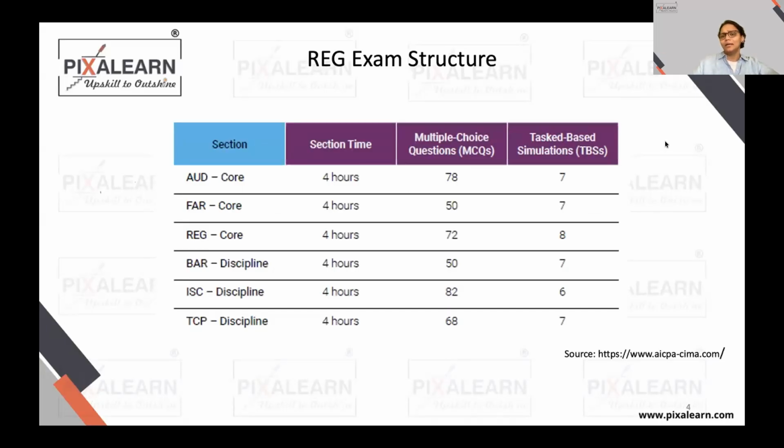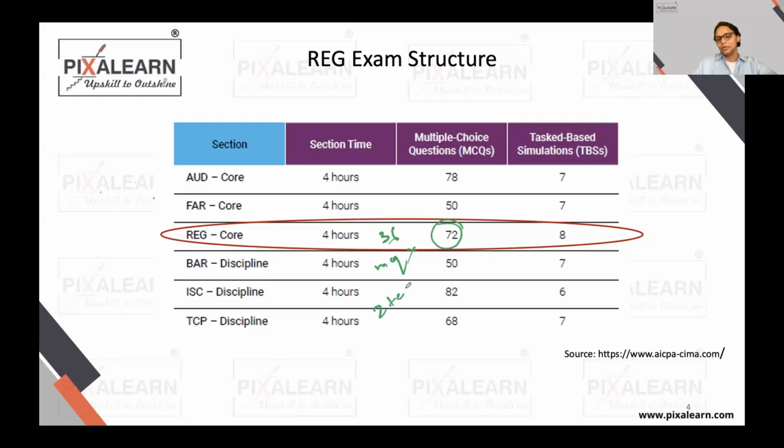Again, I will share the AICPA blueprint for the year 2026 on the LMS as well. But just to give you an idea of what the REG paper is going to be like, it's a 4 hours paper where you get 36 MCQs in 2 testlets. So basically, you're going to get 2 testlets of MCQs and each testlet is going to give you 36 questions.